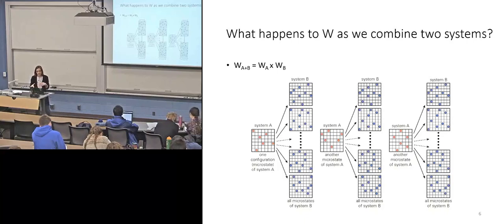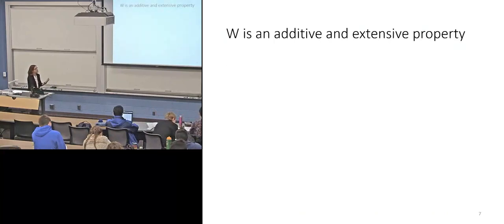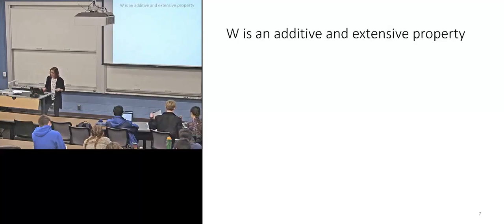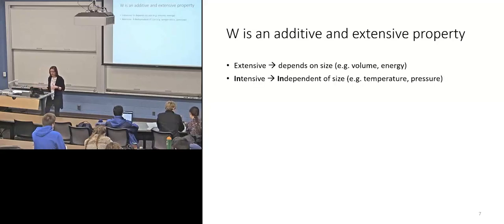So we call this an additive property. The product of the two is an additive property. So multiplicity is an additive property. It's also an extensive property. What does extensive mean? It depends on size. We just showed that when the volume doubles, multiplicity went up. It was dependent on size, right? Other things that depend on size are volume and energy. Intensive properties were things like temperature and pressure.